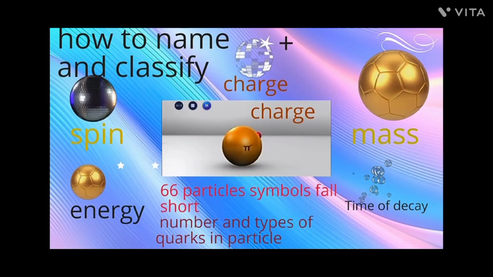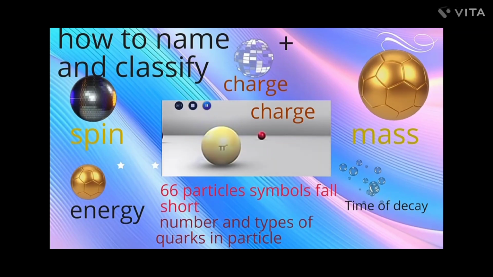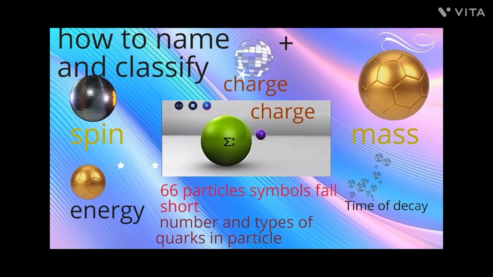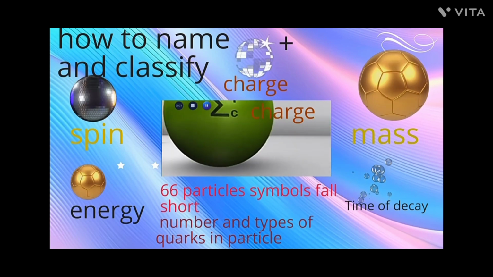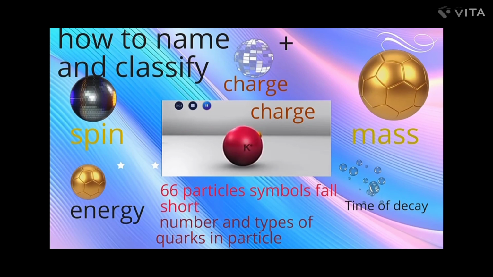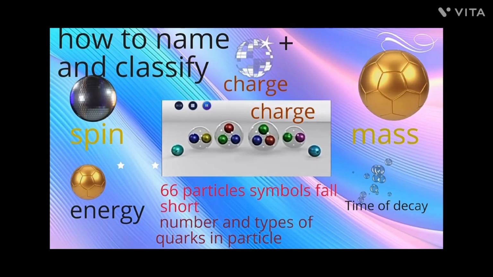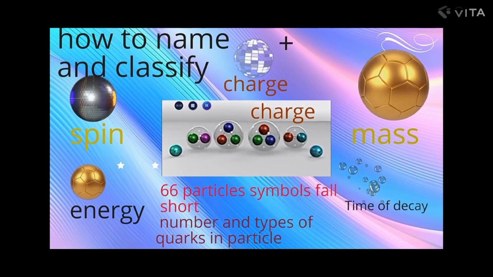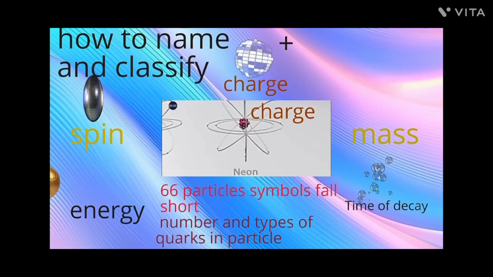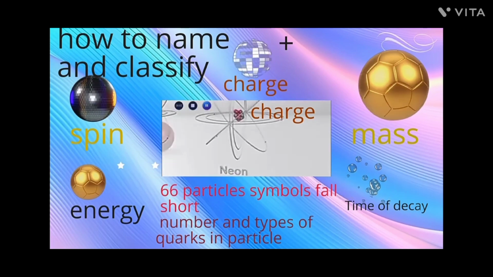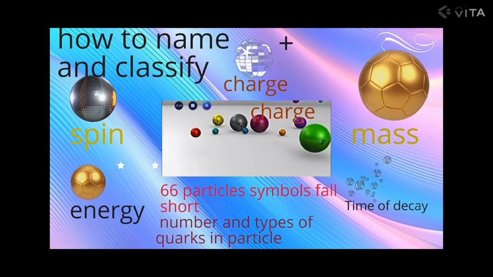With more than 66 particles in place, more than 66 particles have been found. Now, how do you name and classify? What is the basis of naming and classifying the particles?